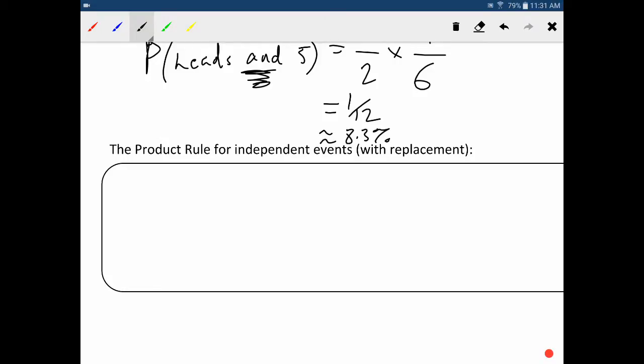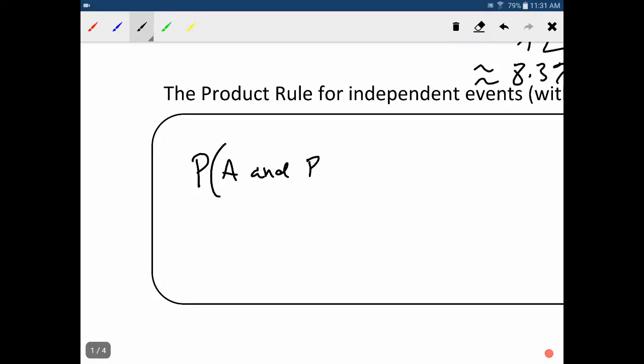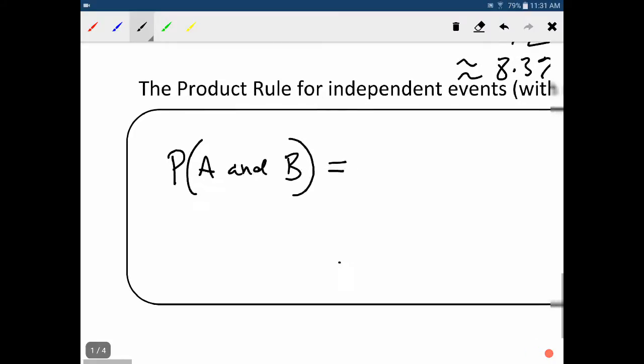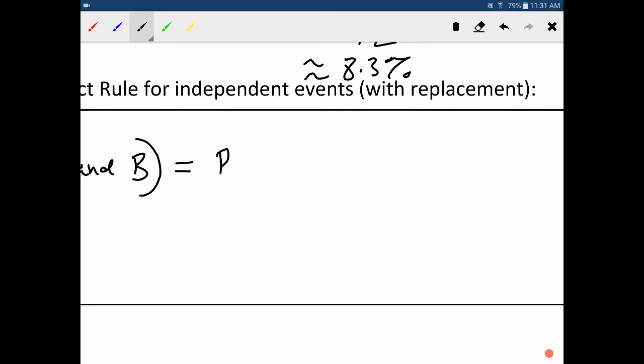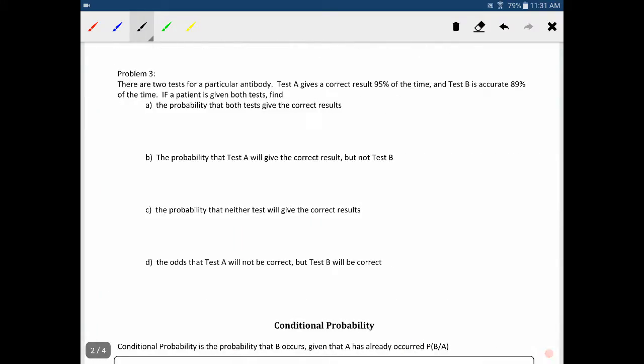Okay, but the rule is simple enough. If we have the probability of event A occurring and event B occurring, you're simply going to take the probability of event A and multiply it by the probability of event B. So if we want both of the things to happen, we're just going to multiply the probabilities. Okay, so let's move on to the next page.